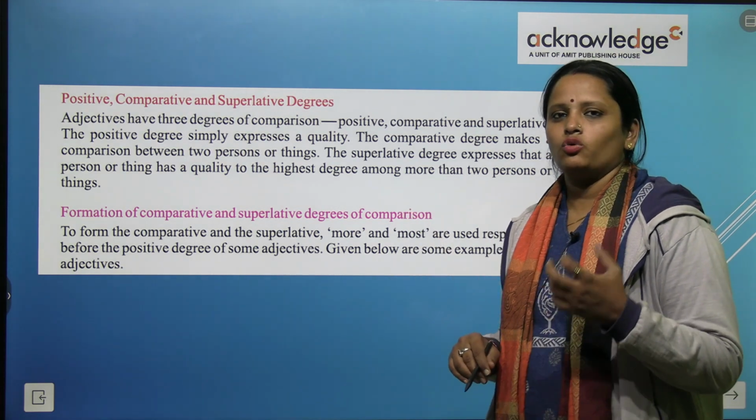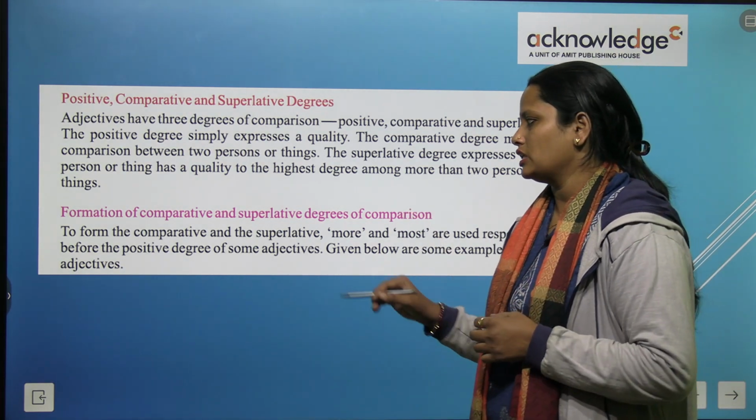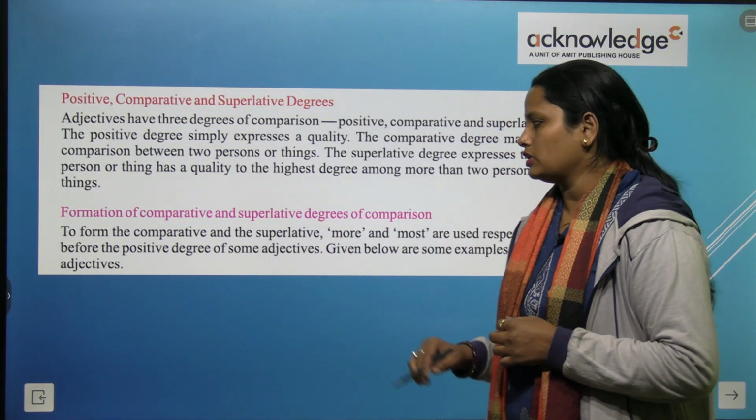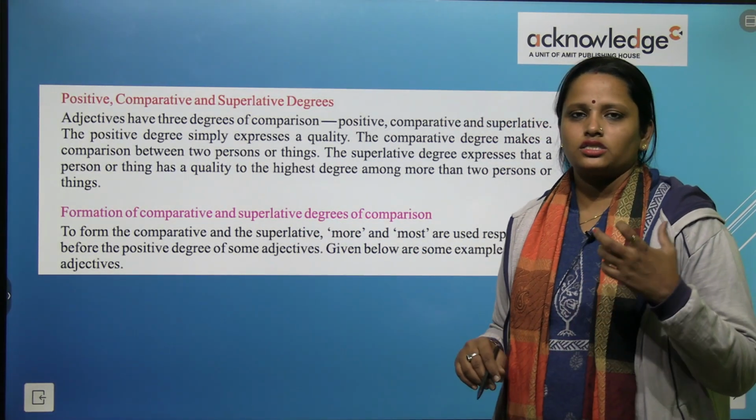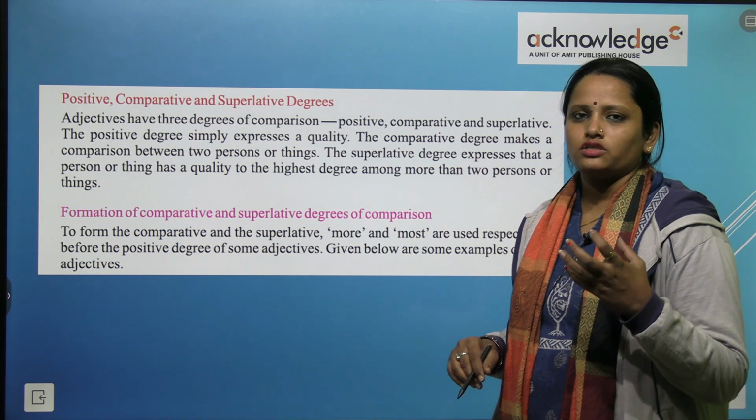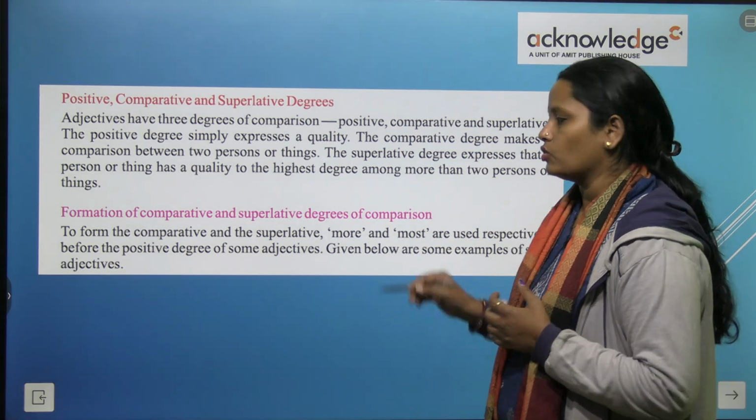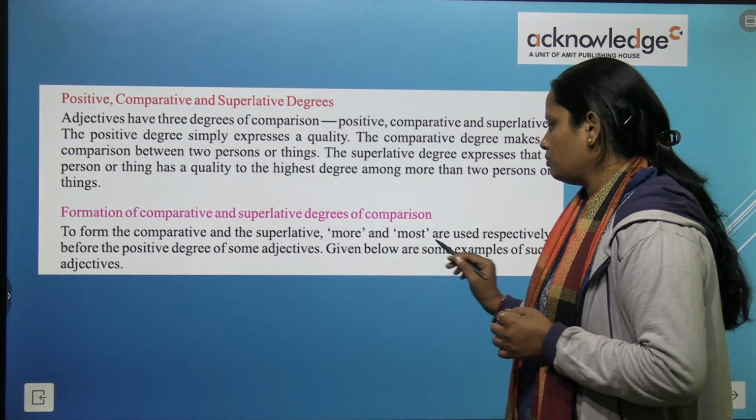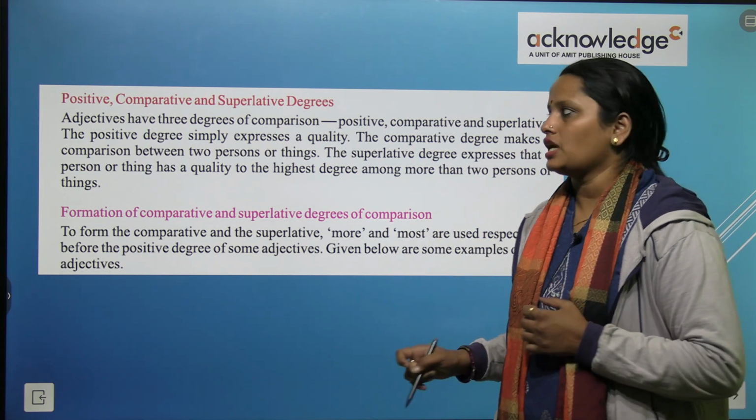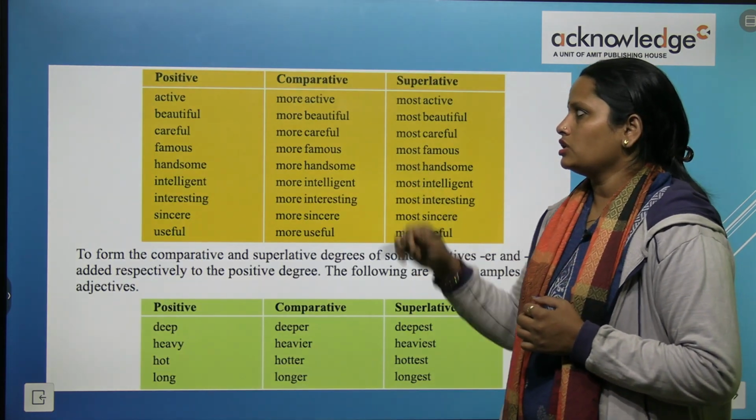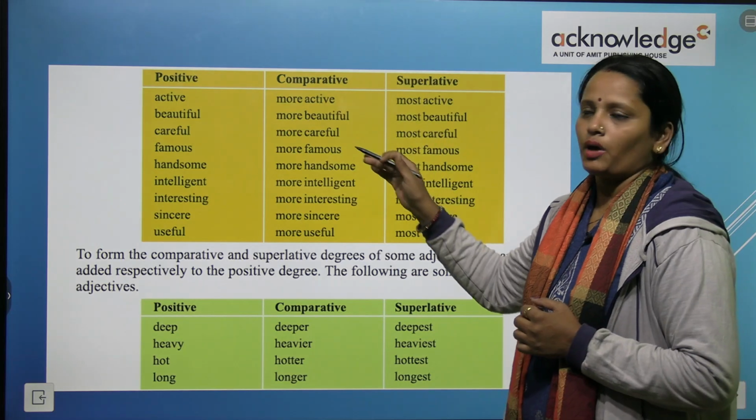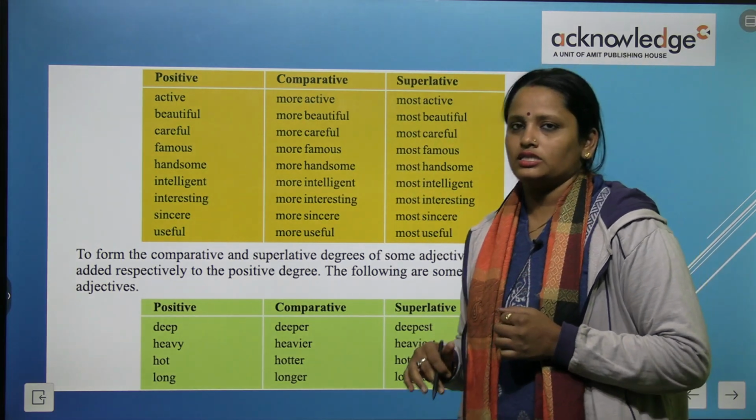So इनमें हम क्या करते हैं? More या फिर most को use करते हैं. Before the positive degree of some adjective. So कुछ adjectives हैं जिनका जो positive degree है उसके पहले हमें more या फिर most लगाना पड़ता है. Given below are some examples of such adjectives. So here positive degree, then comparative degree and the superlative degree is given.